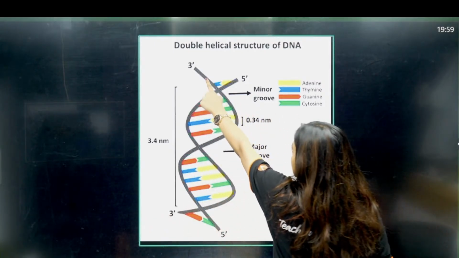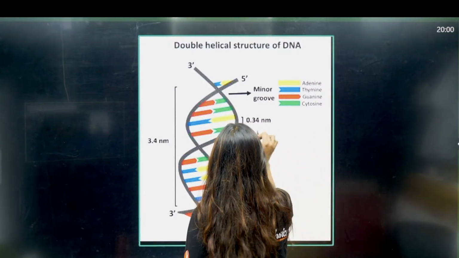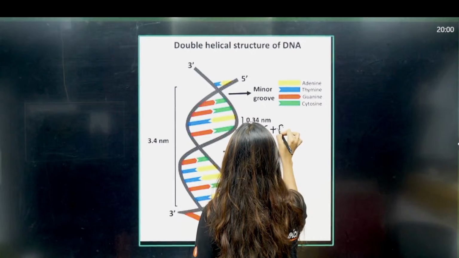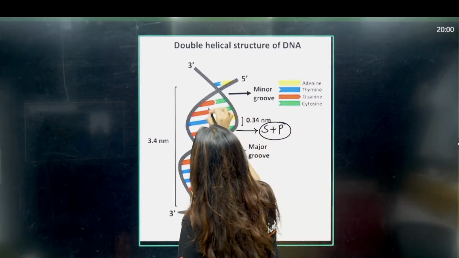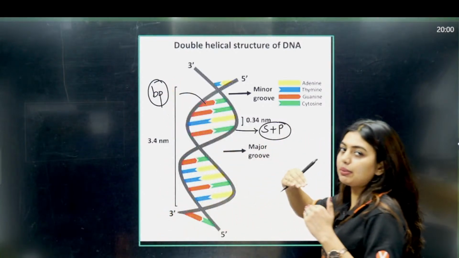But remember, this is the backbone which is made up of sugar and phosphate. This backbone which you are seeing is made up of sugar plus phosphate, S plus P. And what you are seeing in between are your base pairs, which are going to help in the stability.